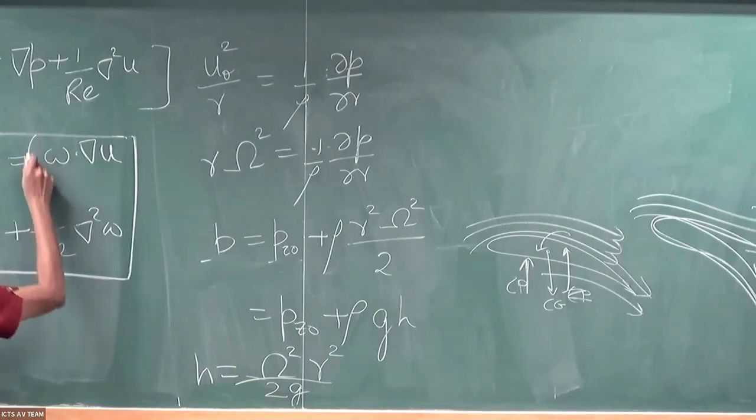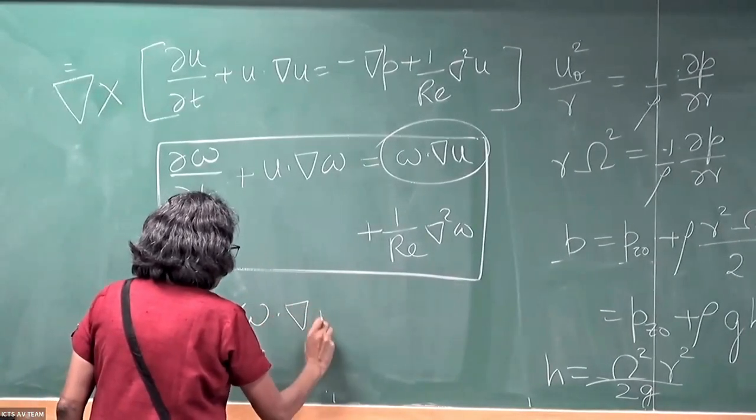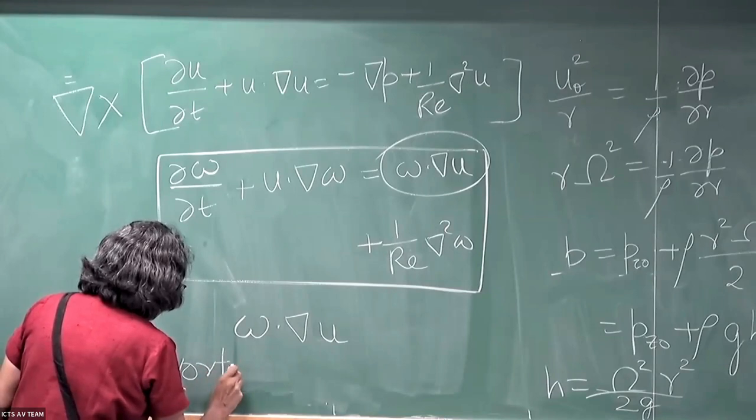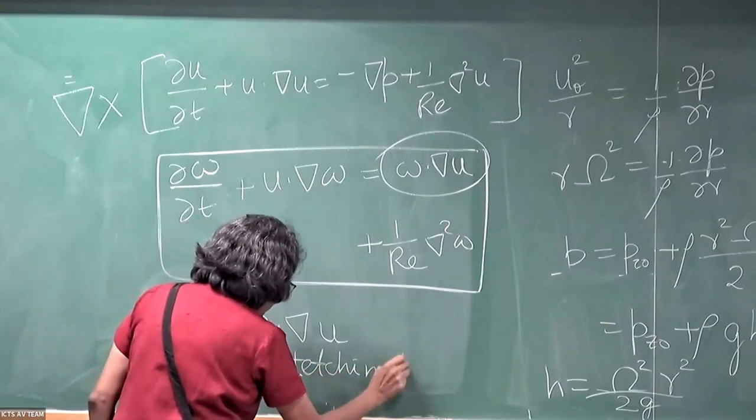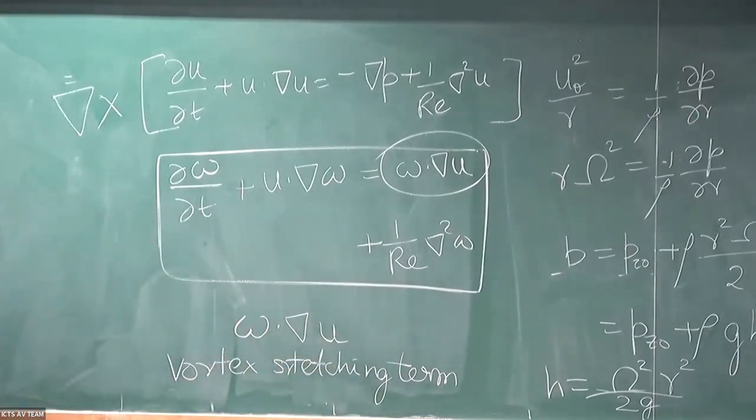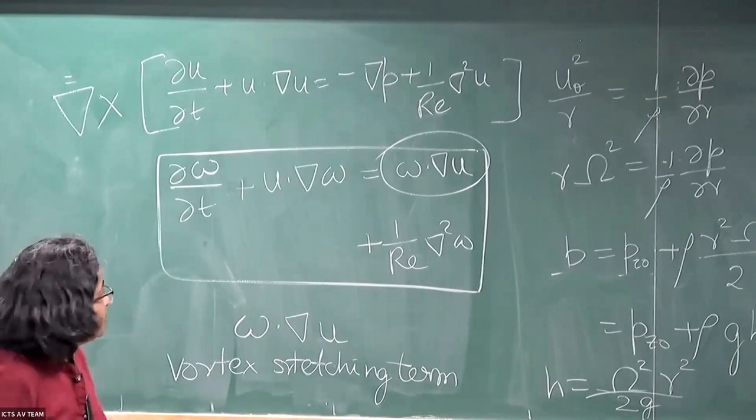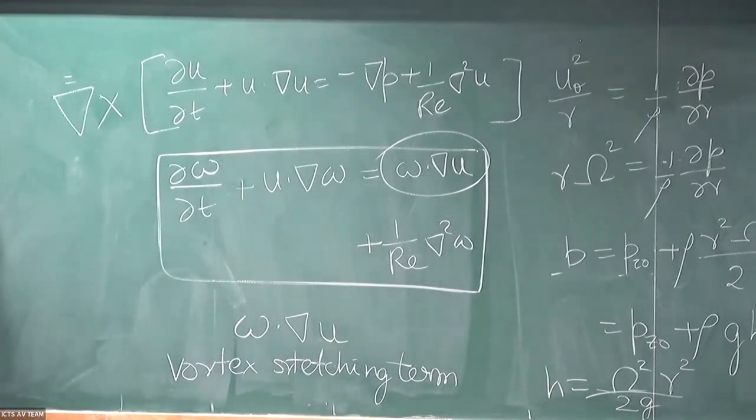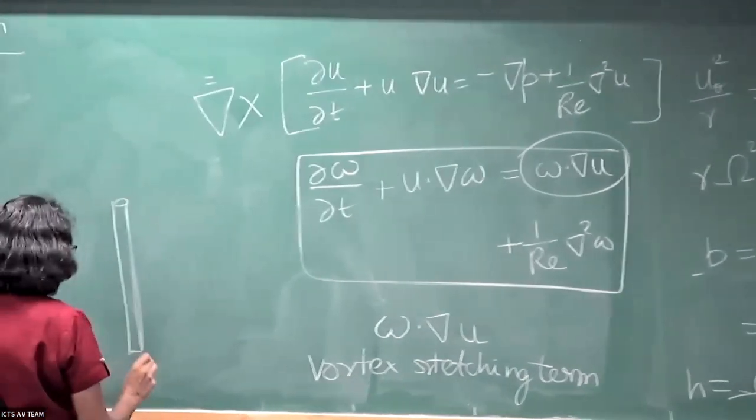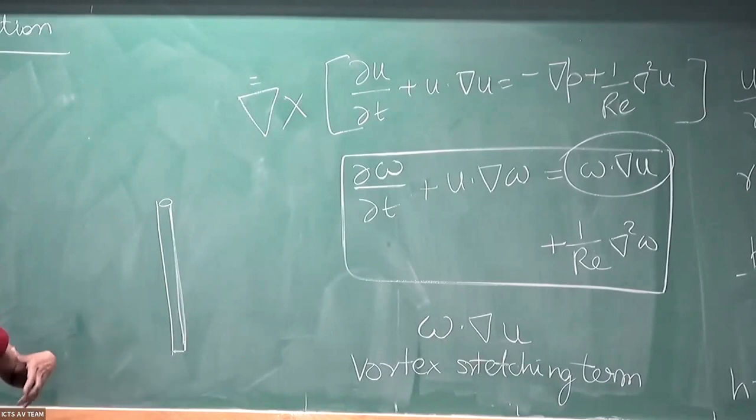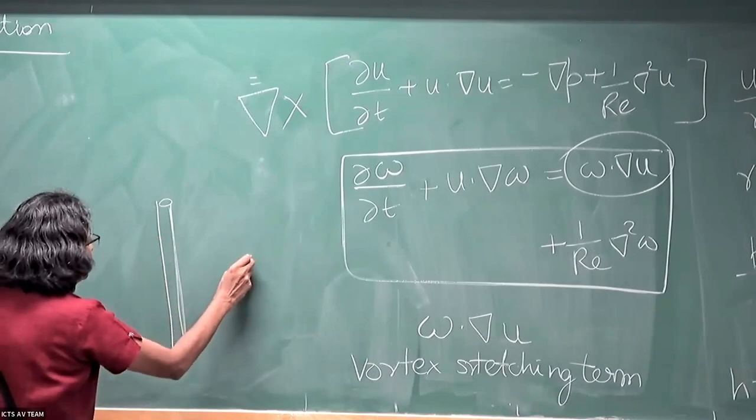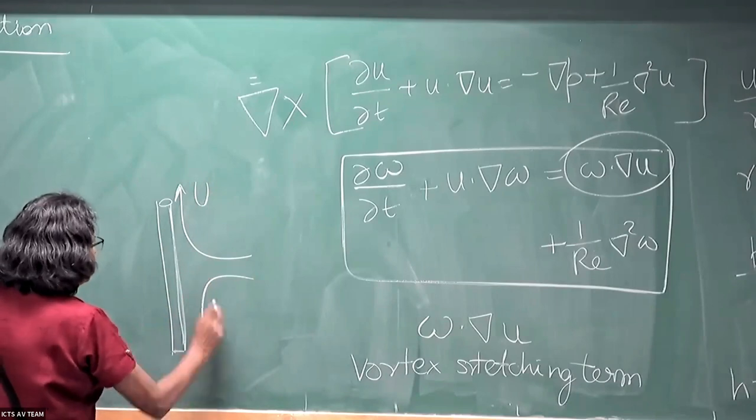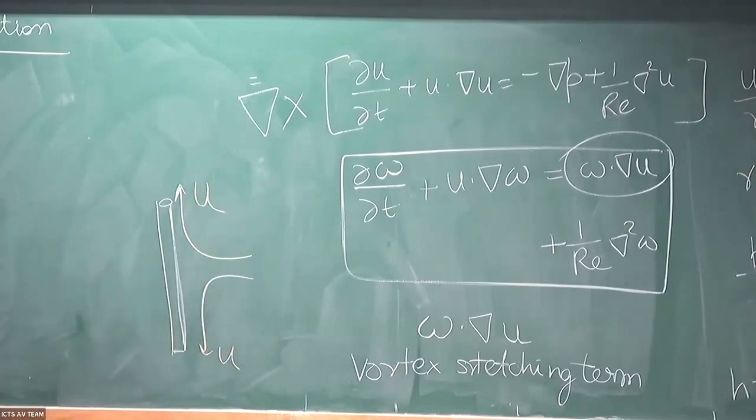Okay, so this is a very nice term, omega dot grad u. It's called the vortex stretching term. Vortex stretching. Okay, so let's see how it works. So suppose I have a flow with a vortex tube. So I have a flow where there's one thing rotating like a solid body and nothing else much happening in the nearby vicinity. And I've got, let's say, a U going that way and a U going this way. Let's say this is how my U goes.